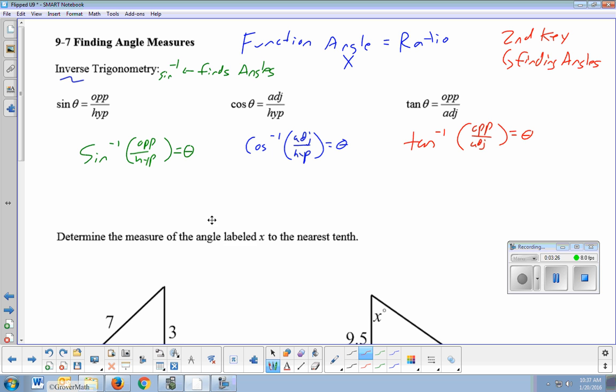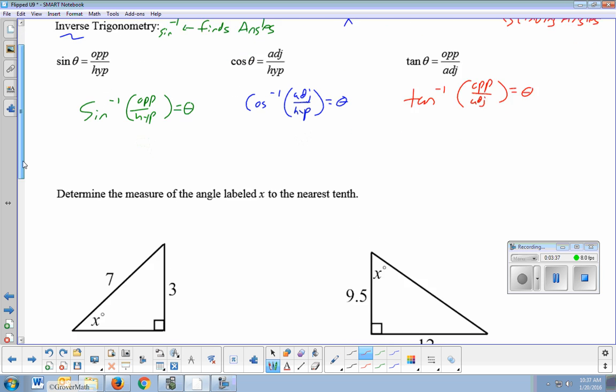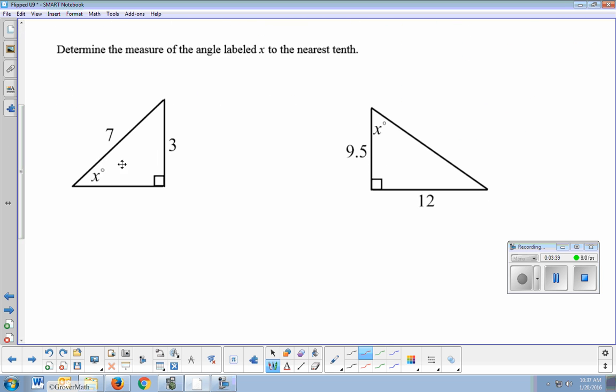Okay, we do regular sine, cosine, and tangent when we're finding a side length, and we do second sine, second cosine, second tangent, inverse trigonometry, when we're finding angles. So that's what we see here, we're finding the measure of angle x. We still need to determine what function we're working with. From this unknown angle's perspective, 3 is opposite, 7 is the hypotenuse. That is going to be the sine function.